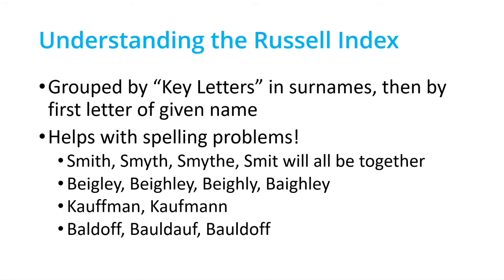Kaufman, doesn't matter if it has two F's and one N, one F and two N's, those will all be grouped together. And same with the name Baldoff, which is fairly common here in the Butler area if you're doing research. It doesn't matter if it's just an A, an AU, if it's an O at the end or an A, all of those names share the same key letters, so they'll be grouped together. And it's going to make your research process a lot easier because you don't have to try and think of every spelling variation to jump around to, because most of them will be grouped together.